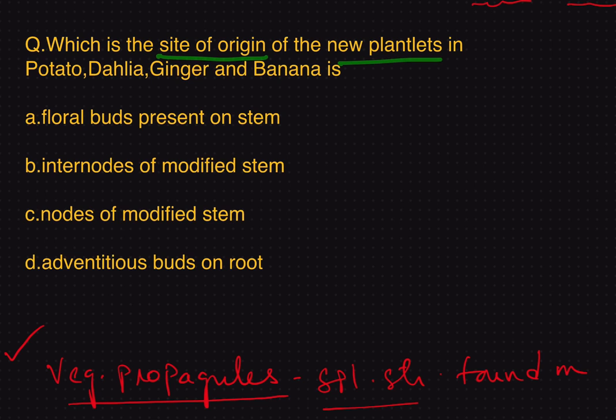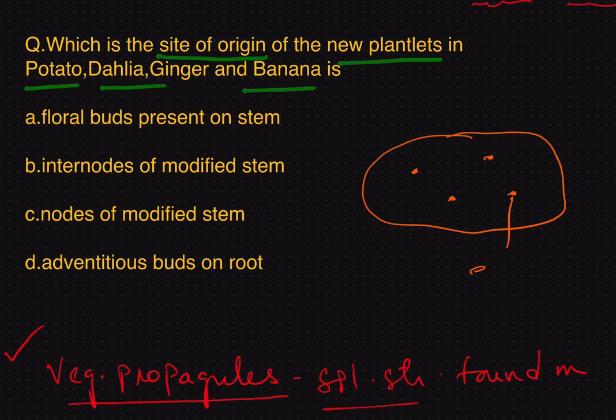of new plantlets in potato, ginger, dahlia and banana. So, you have seen here the potato. In your potato, you have special locations, we are calling them eyes. Only from these eyes a new plantlet can be formed, but not from any other location. The same way from ginger. From ginger, at a particular location only, a new plantlet will arise. The same way the rhizome of banana.